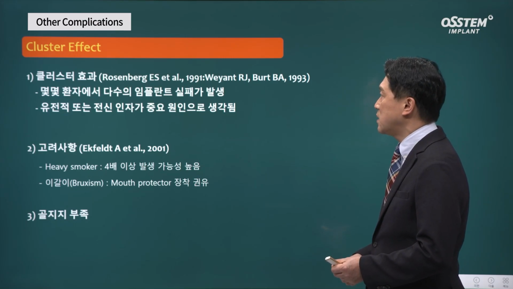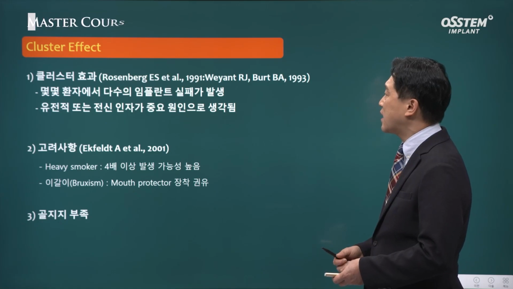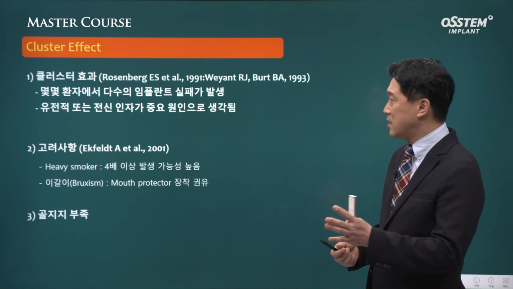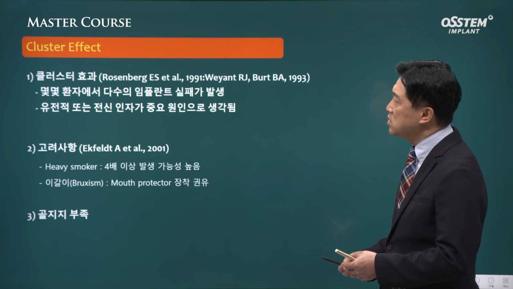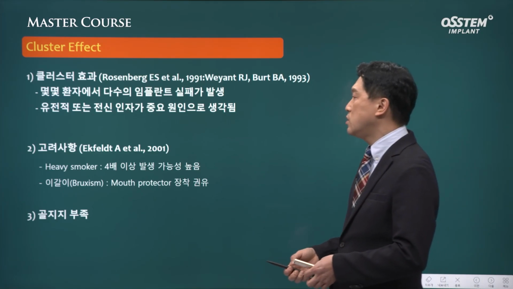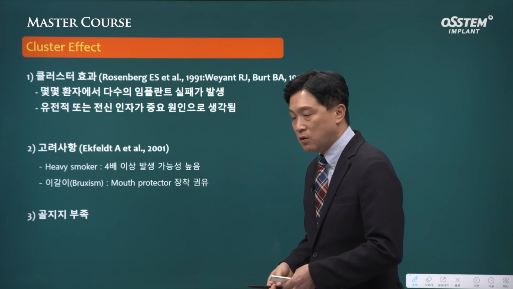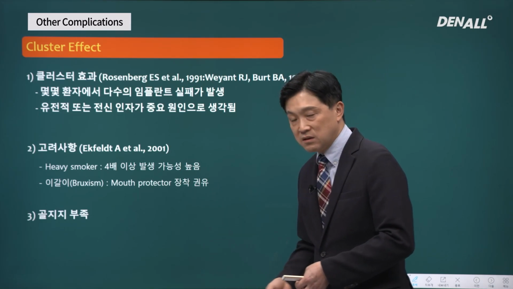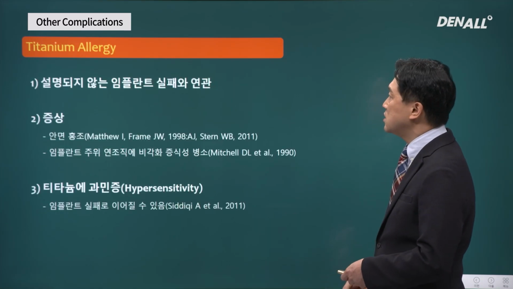Next is cluster effect. In 1991 and 1993, these cases were reported. In some patients, multiple implants failed for no reason. The primary cause was considered to be genetic or systemic factors, and most of the contributing factors were relevant to smoking. Bruxism also did play a role, and in this case, the recommendation is to use a mouth protector. This is not something you come across very frequently.